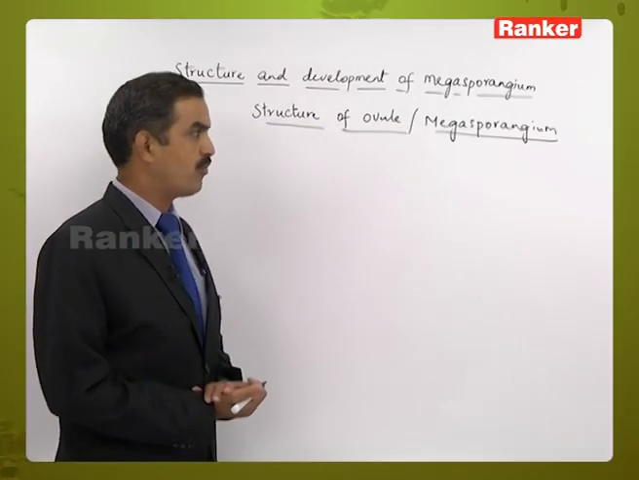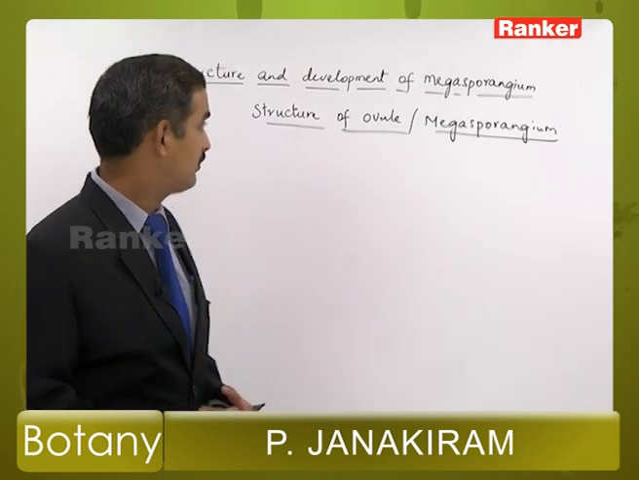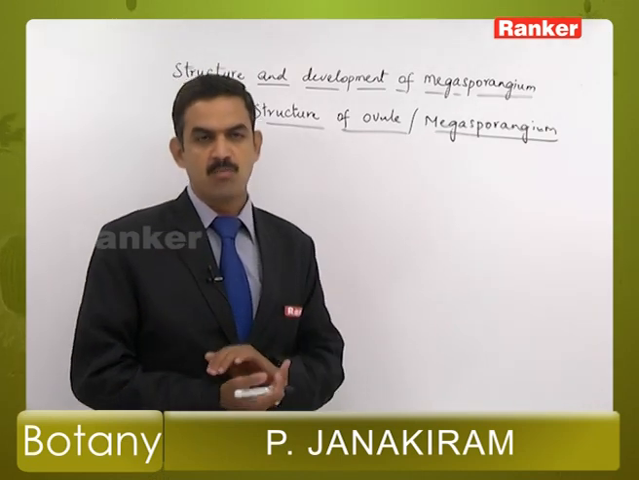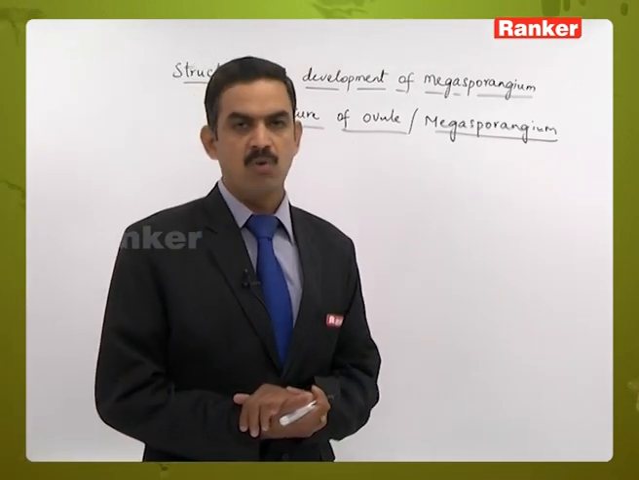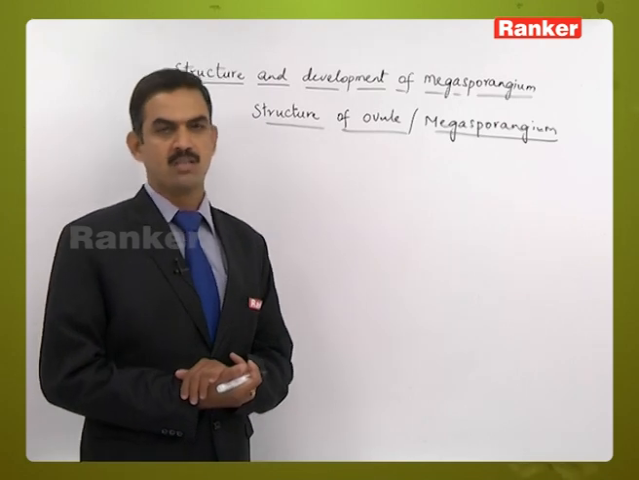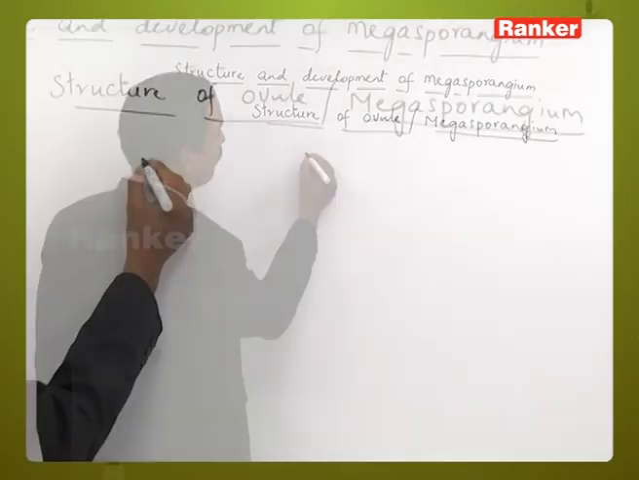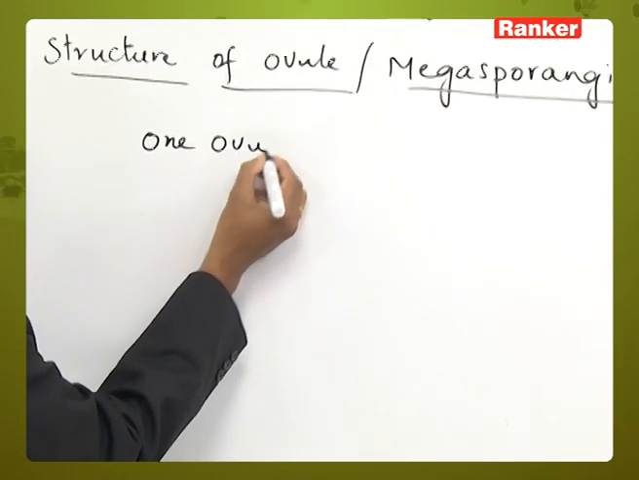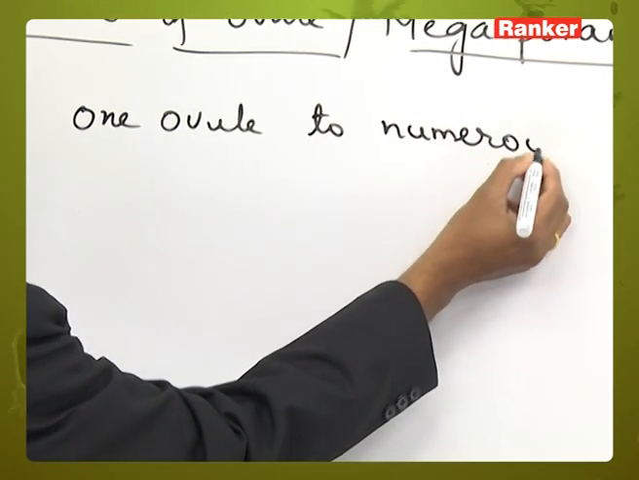Next one is structure of ovule or megasporangium. As we are discussing, the megasporangium or the ovule is present inside the ovary, and the number of ovules in one ovary is not a constant number in each and every plant. It may range from one ovule to numerous ovules in each ovary.